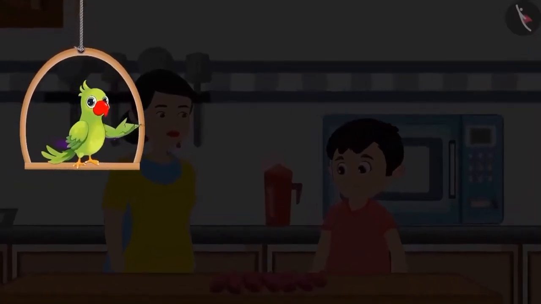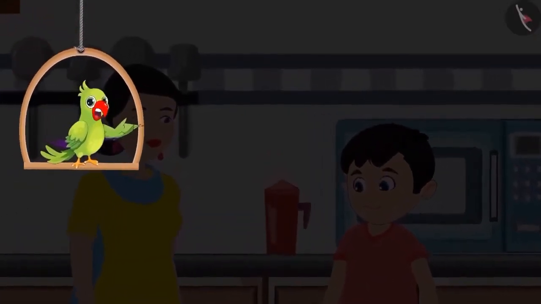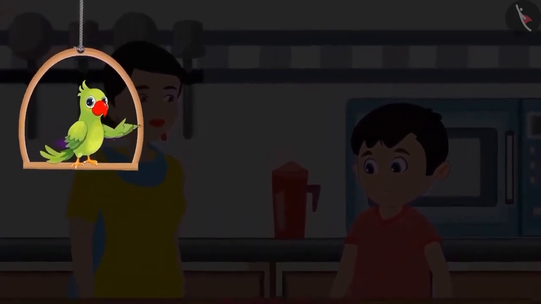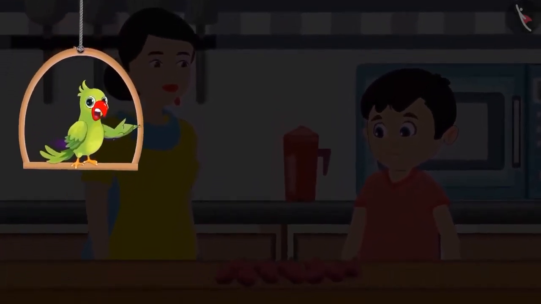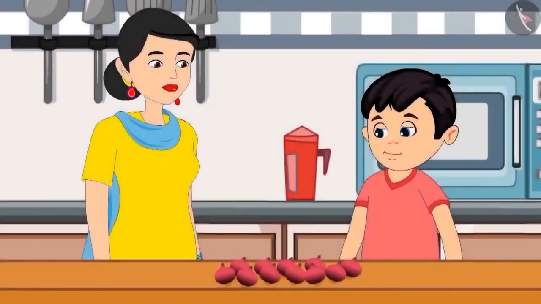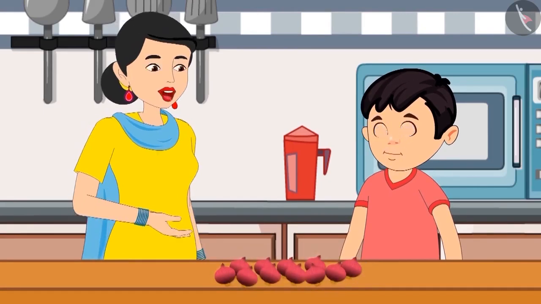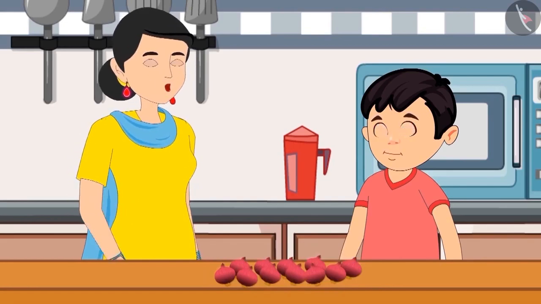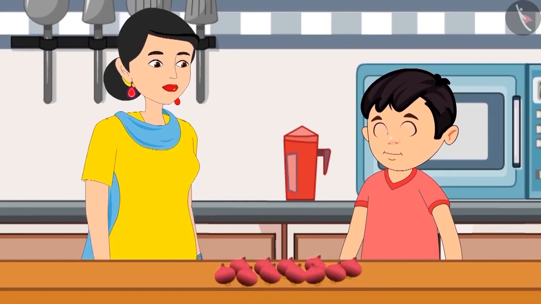Chotu and his mother went to the market today to get vegetables. On returning home, Chotu's mother kept all vegetables except onions in the fridge. All onions are kept on the table. Mummy, you asked the vegetable vendor to give 1 kg onions. How many onions did you get? Can you count and tell me how many onions did we buy?